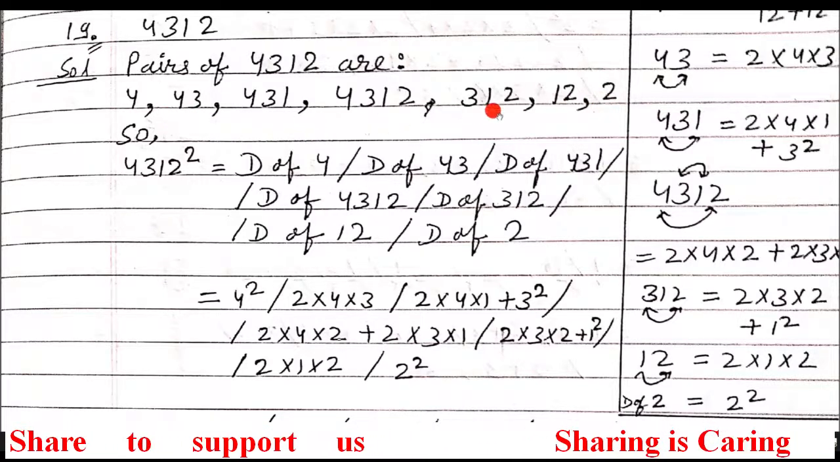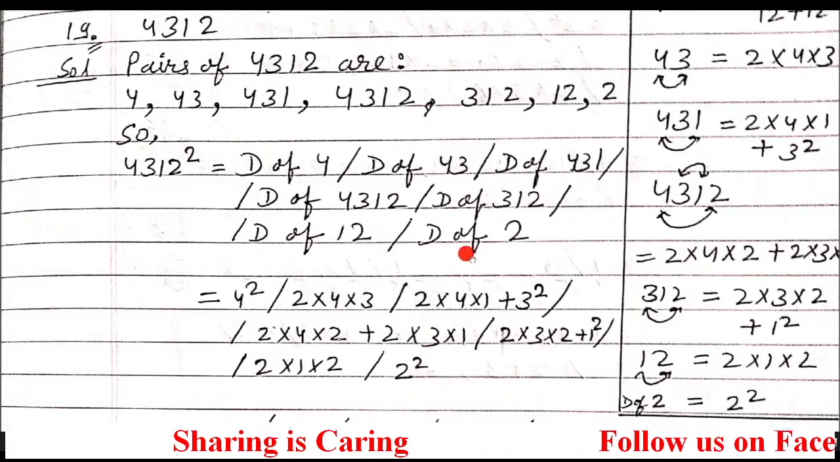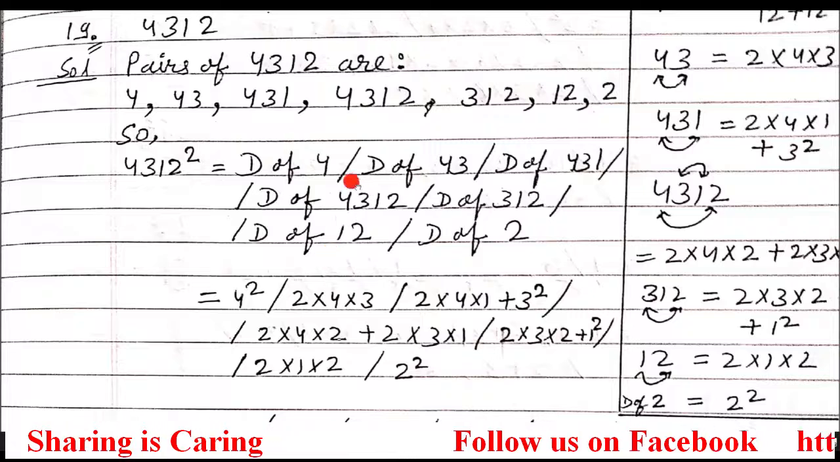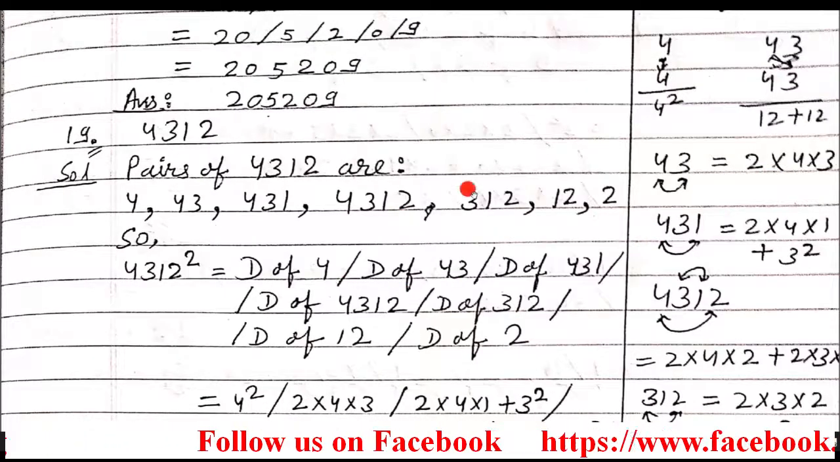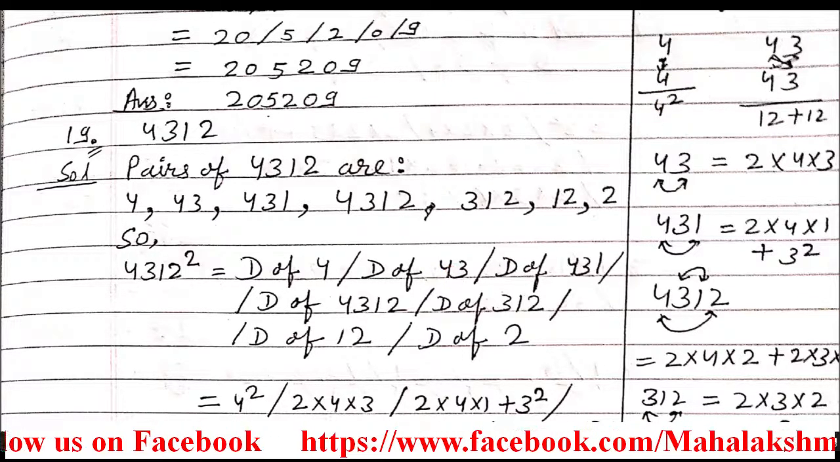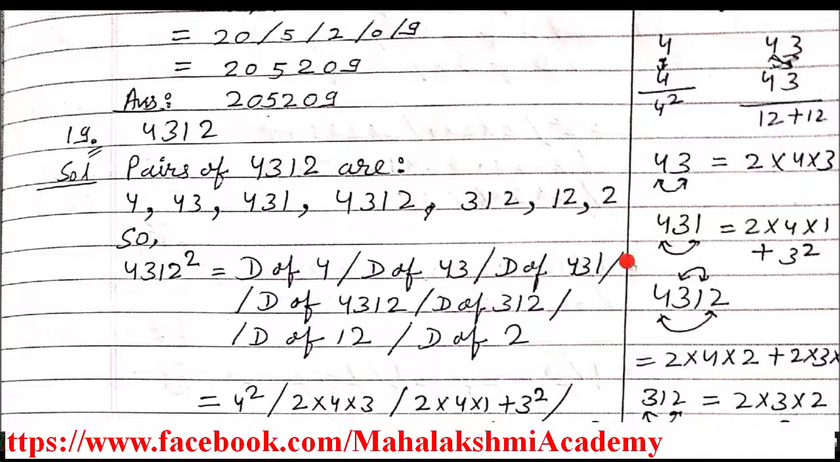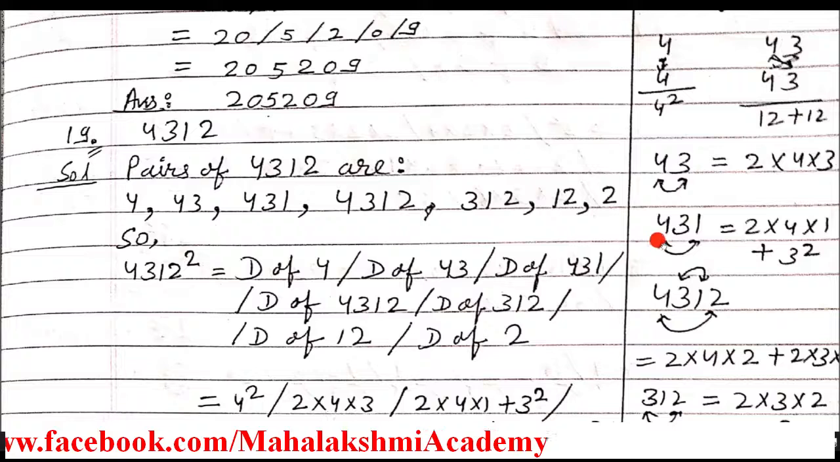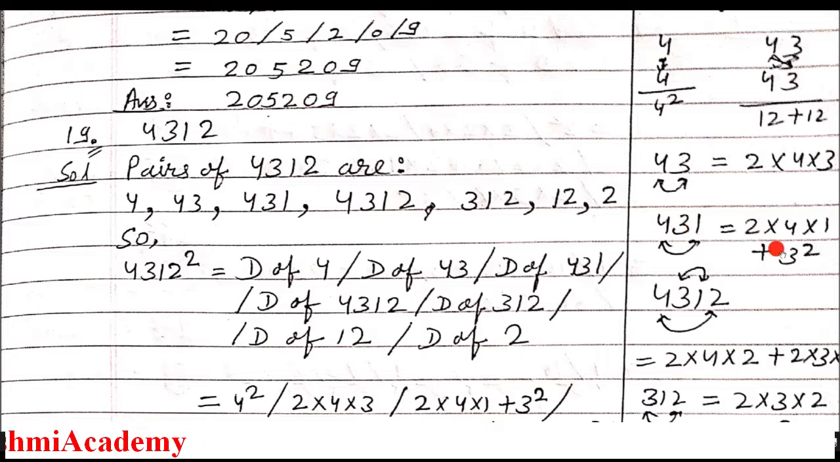Now after writing this, write down the Dvandva of all these pairs. And as I explained to you in the previous question, for a single number Dvandva you have to do 4 into 4, that is 4 square. And for two numbers you have to put the arrows like this, that will give you 2 into 4 into 3. When three numbers are there, start from the extreme and make the pair. So 4 and 1 will come in the pair and this 3 is alone, so 3 square.